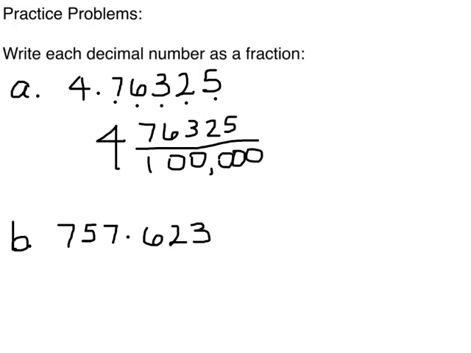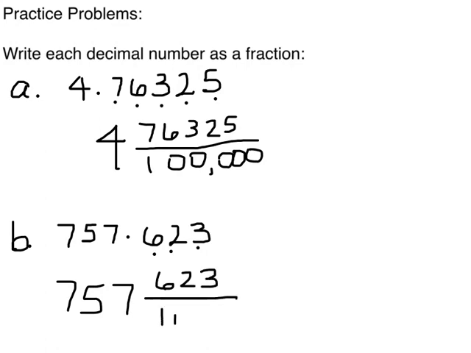Alright, here, we also have the whole number in the front, and then the decimal number. So we have tenths, hundredths, thousandths, so we're going to write 623 over 1,000. Isn't that easy?